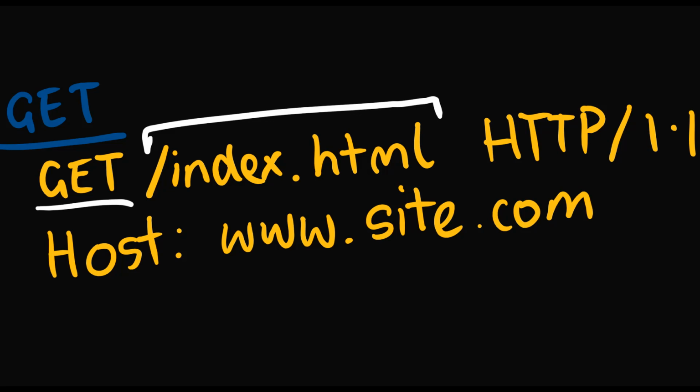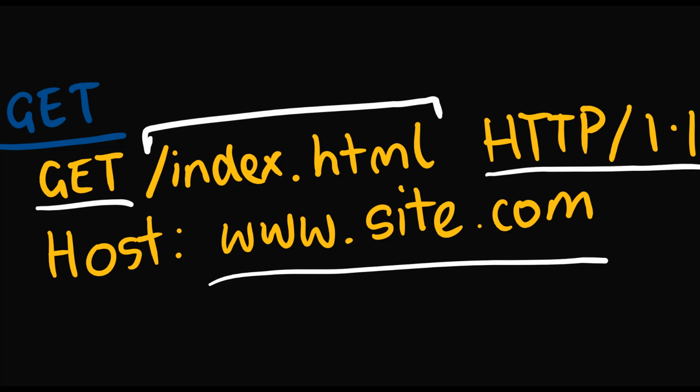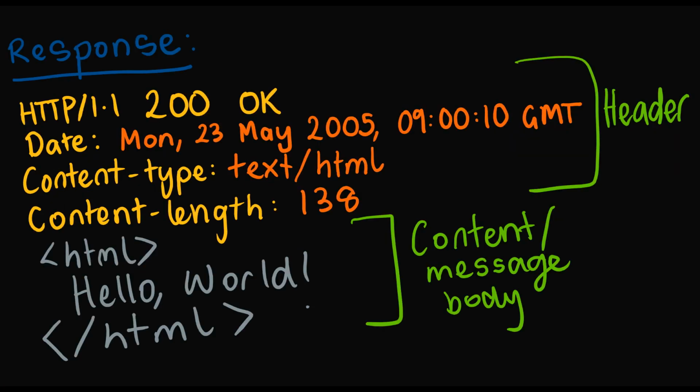HTTP has evolved over the years and has different versions. Hence, we need to specify in our request what version of HTTP we are going to use. Here we are using HTTP 1.1, but HTTP 2.0 is the latest version. Lastly, we need to specify what computer or host we are asking for this resource from. Here we are asking for www.site.com.